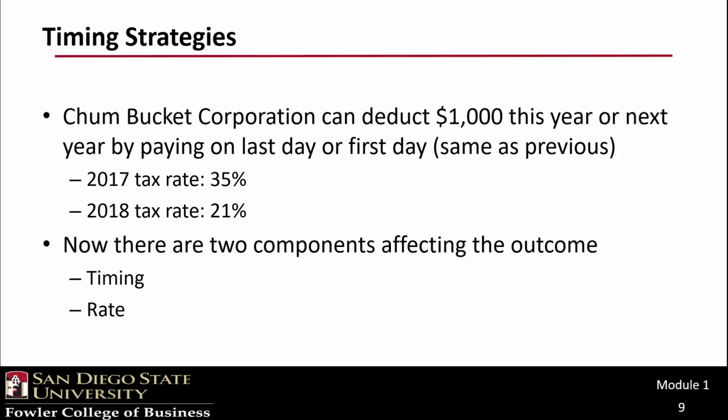We can also examine how changing rates affect our after-tax outcomes when they're combined with timing. So in this case, Chum Bucket Corporation can deduct $1,000 this year or next year by paying on the last day or the first day. So in 2017, the tax rate's 35%, but in 2018, the tax rate is 21%. So now there are two components that affect the outcome of this analysis: timing and rate.